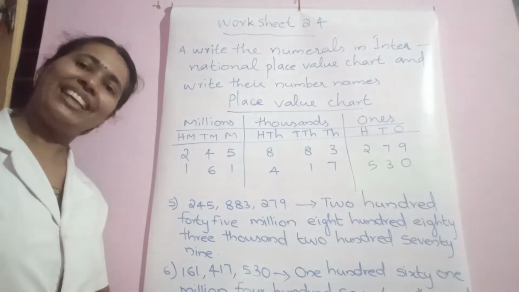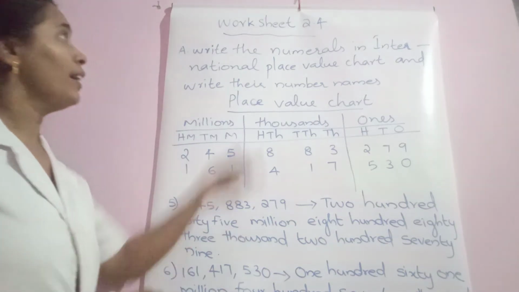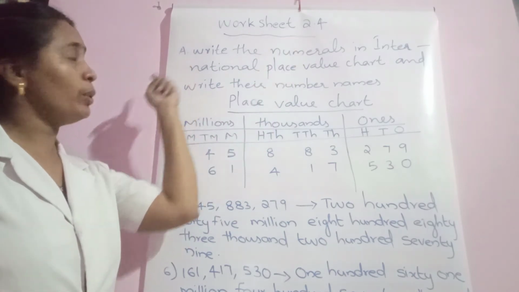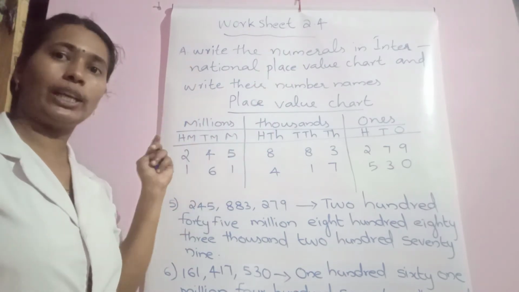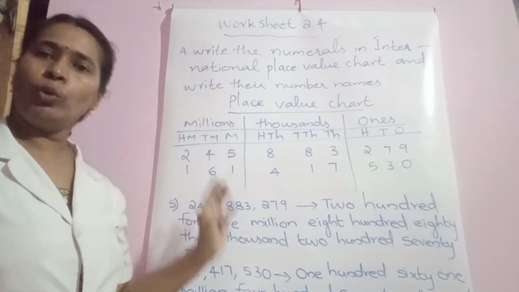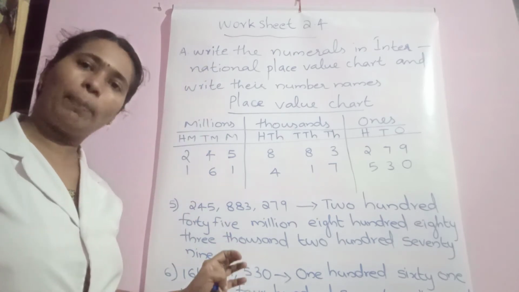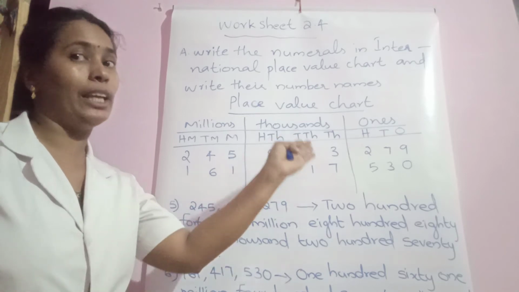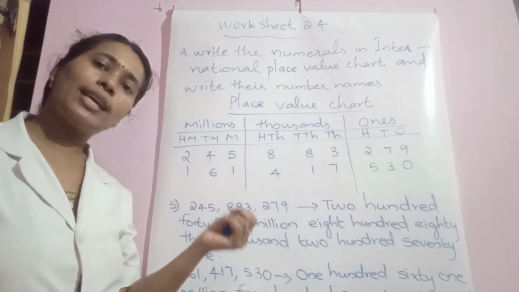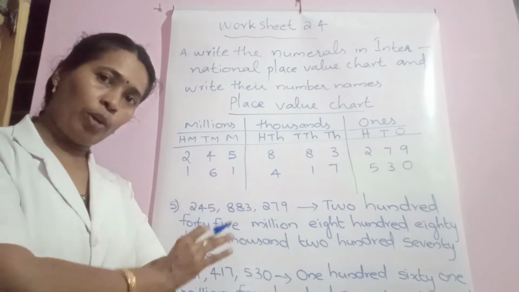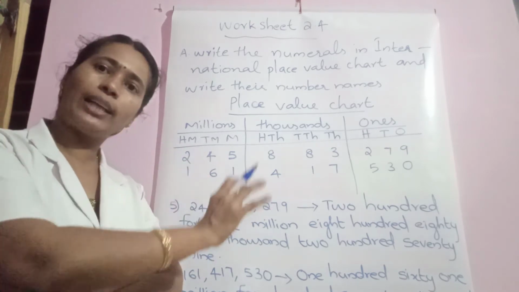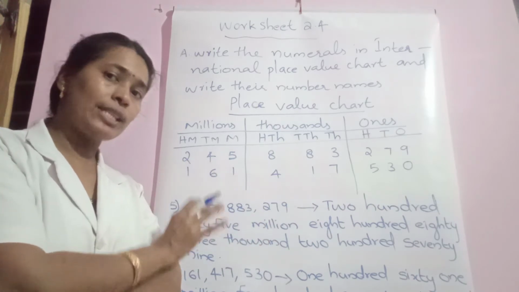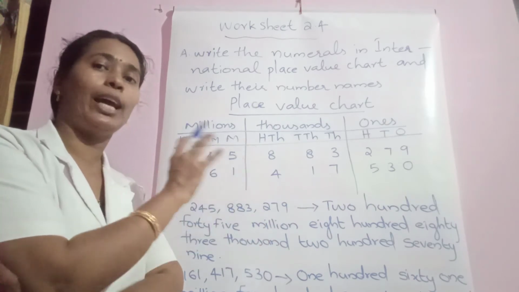Hi children, let us continue with our worksheet 2.4. In 2.4, they have told you that there are some sections. First section A: they have given some numerals to us, and we have to represent the given numerals on an international place value chart. The numerals are already given according to the international system of numeration.